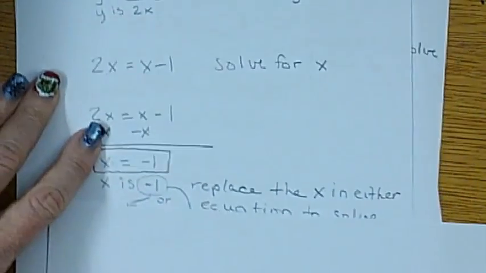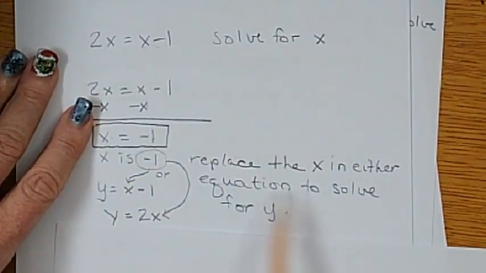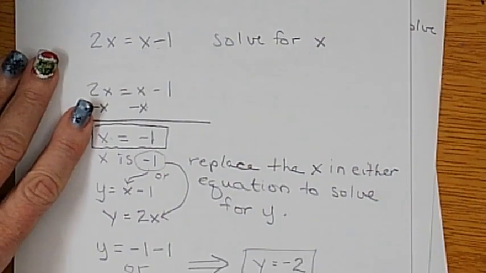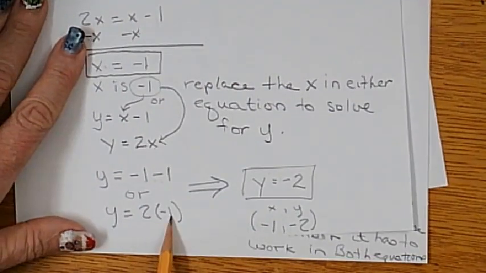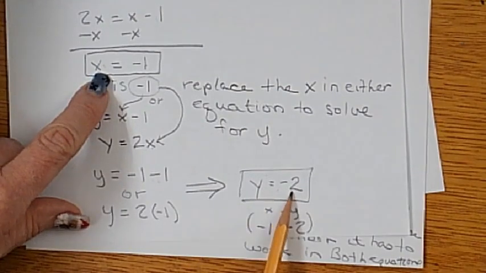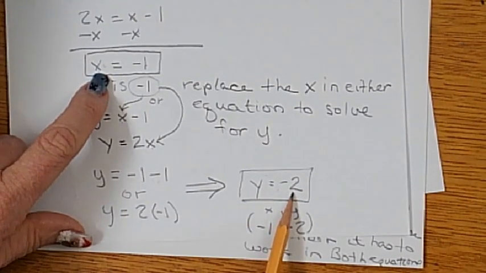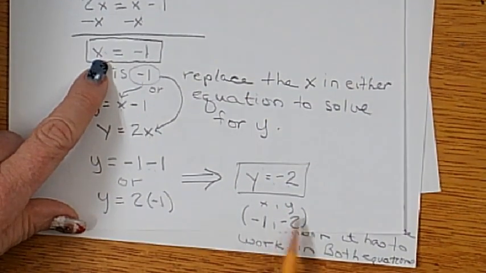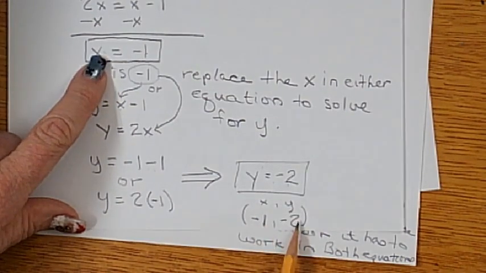So I'm just showing down here, I replaced the x in either of the equations to solve for y. If I placed the negative 1 here, then negative 1 minus 1 gave me a negative 2, or if I went 2 times a negative 1, it also gave me a negative 2. So my x is a negative 1 and my y is a negative 2. Those are my 2 answers. When you write them, the answers are written like coordinates. The x is first, the y is second. So you put it in parentheses: my x was a negative 1 and my y was a negative 2. This is how you would write your answers.